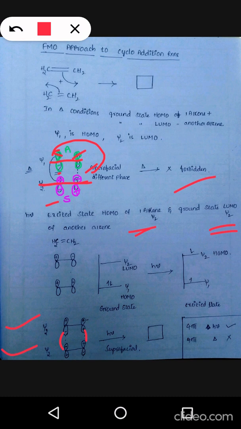So the interacting lobes of this alkene are in the downward direction only, and the interacting lobes of this alkene are in the same direction, that is upward only. Whenever the interacting lobes are on the same side for both alkenes, we call it suprafacial interaction, and suprafacial overlap will lead to bonding. So bonding is allowed and the reaction is possible. So the reaction takes place in photochemical condition, whereas the reaction does not take place in thermal condition.